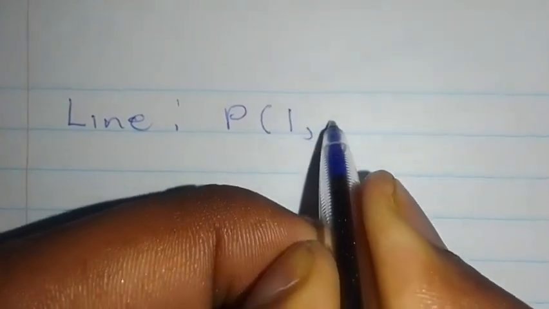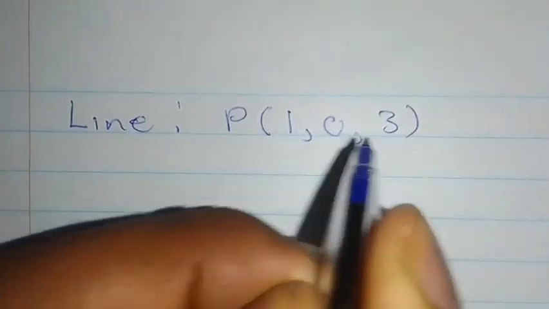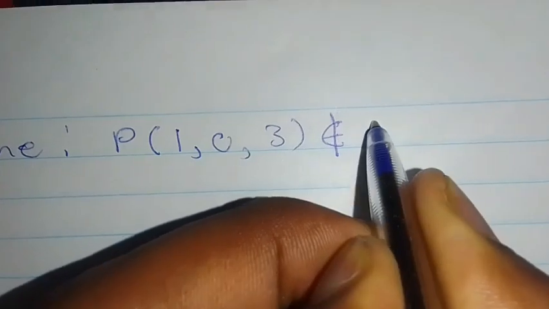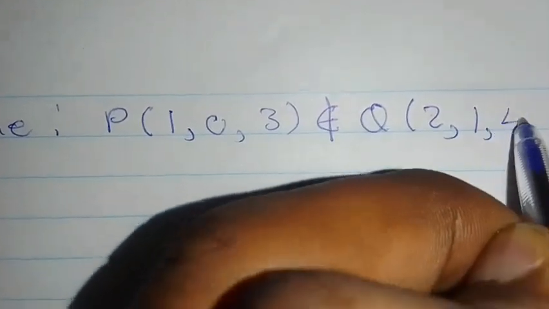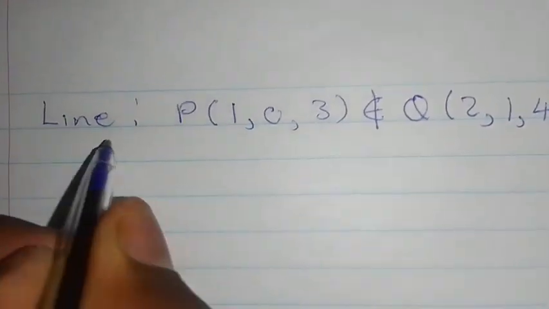So here I'm just basically going to explain how you find the intersection of two lines. Let's say we have a line passing through a point P, which we can just say is (1, 0, 3), and it also passes through point Q. We can give the coordinates (2, 1, 4). And that's the first line.